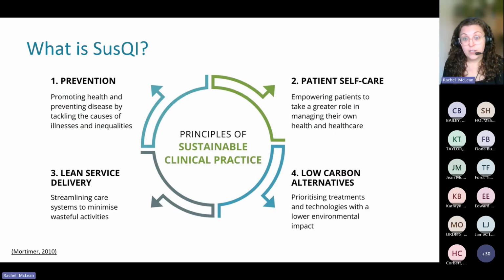Within SusQI, we recommend applying the principles of sustainable clinical practice to support you in identifying the most impactful improvements. The principles are listed in order of importance, with prevention in the top left first. So obviously, if we can prevent someone from becoming unwell or needing care or AHP services, whatever it is in the first place, that's the most sustainable that we can be.